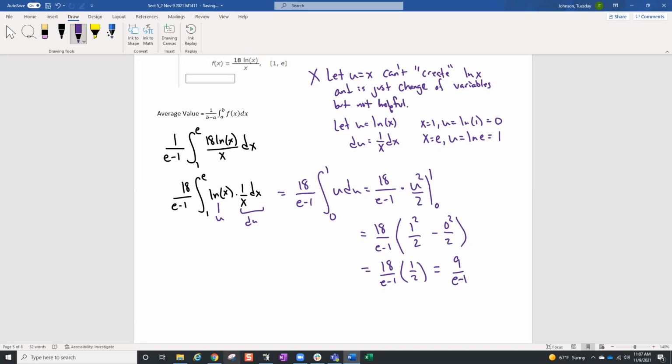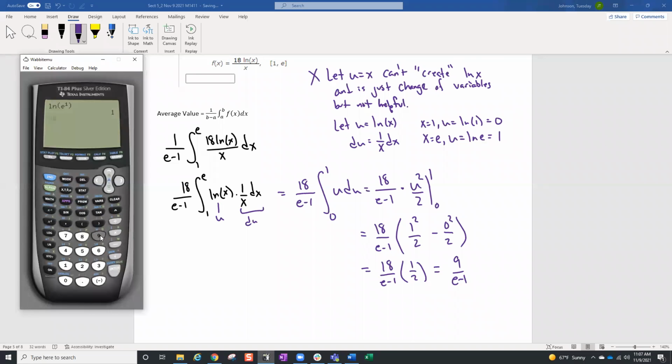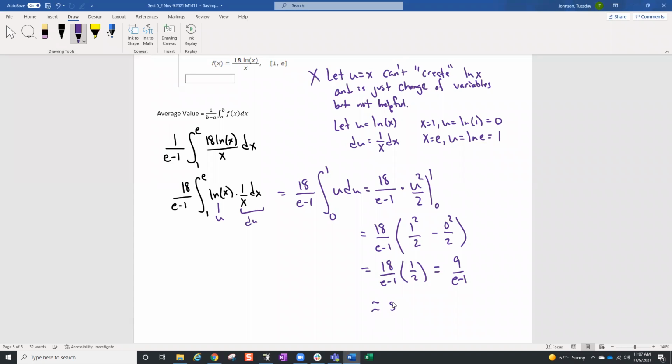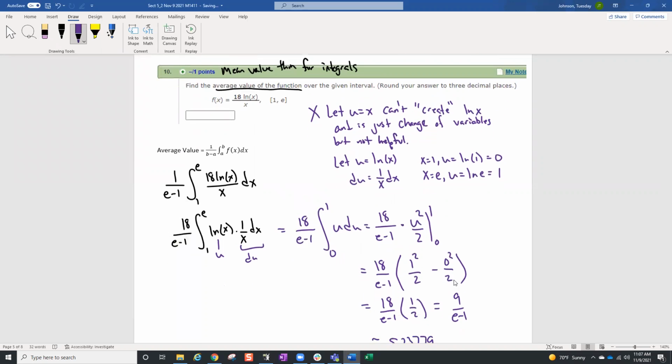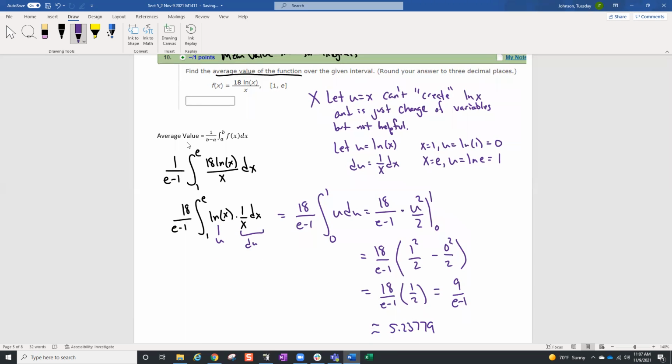I am absolutely sure that they want us to round somehow. So I'm going to do 9 divided by e. It's the inverse of the natural log function. So it's here in blue, second function, natural log. E to the first power, if there's no power written, it's automatically the first power. Mathematicians are lazy, calculators aren't. 5.23. I don't remember if it's 7.7 or 7.9. 7.79. Let's see, 3 decimal places, 5.238.